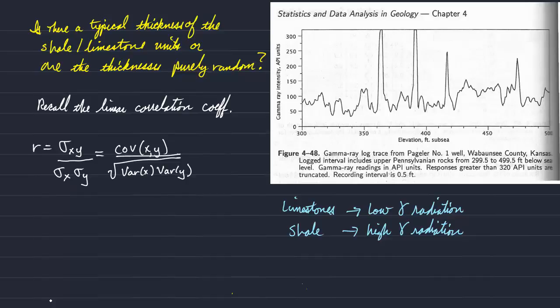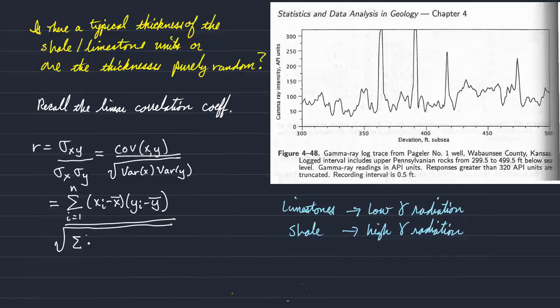And if we write out the whole thing, we get the sum over all the measurements in our samples of each value of X minus its mean value times each value of Y minus its mean value across the record, divided by the square root of the sum of each value of X minus its mean value squared times the sum of each value of Y minus its mean value squared as well, or the deviation of Y from its mean squared.